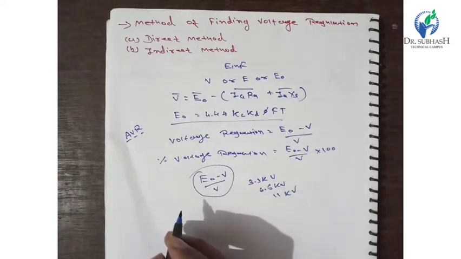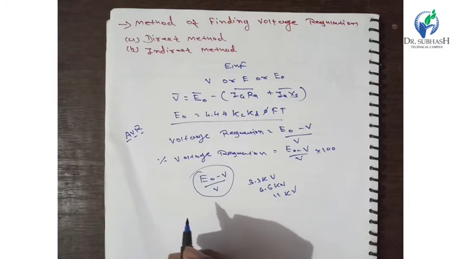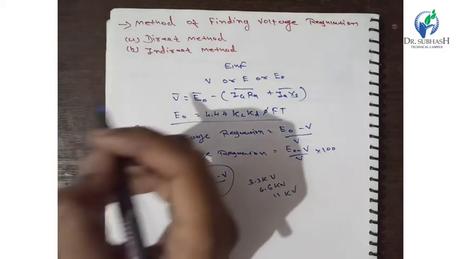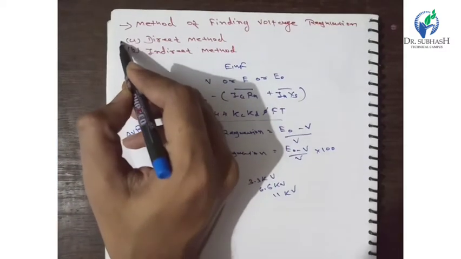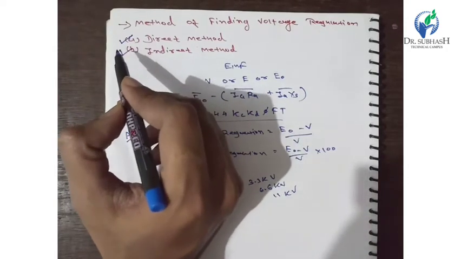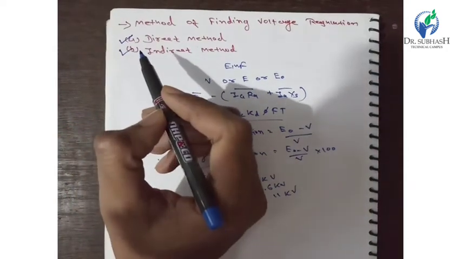The best way to limit this variation is known as the voltage regulation process. Now, voltage regulation is generally divided into two parts. The first part is the direct method and the second part is the indirect method for finding the voltage regulation.